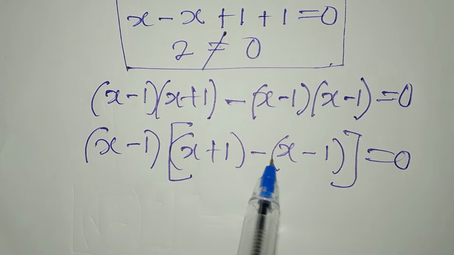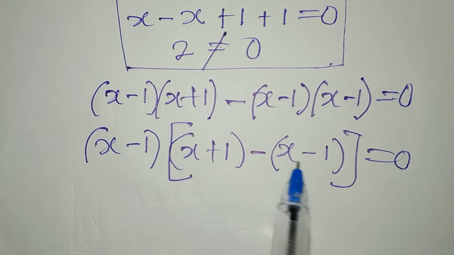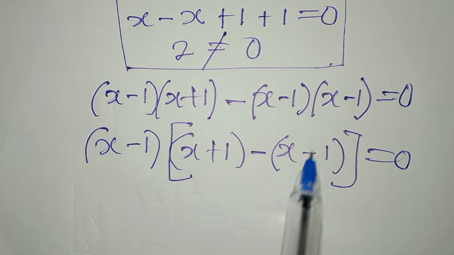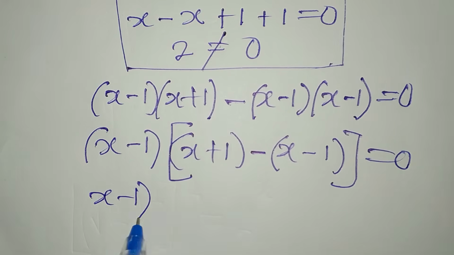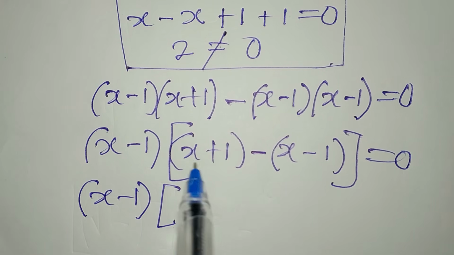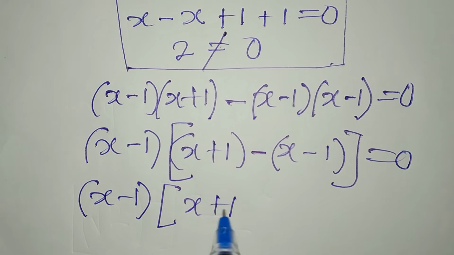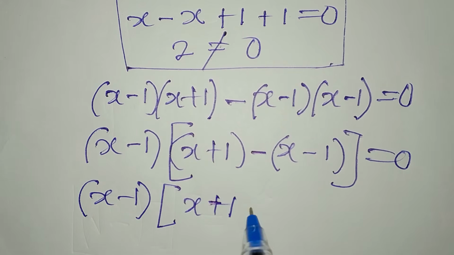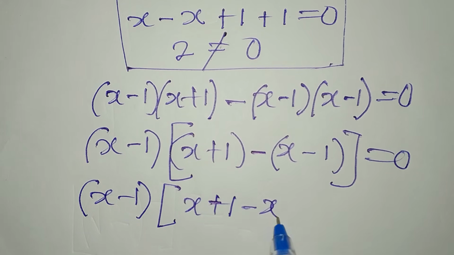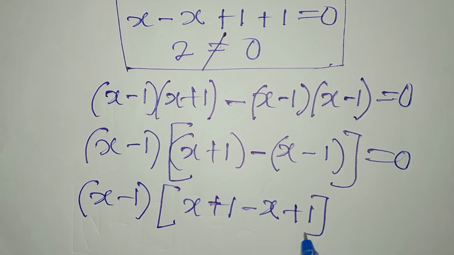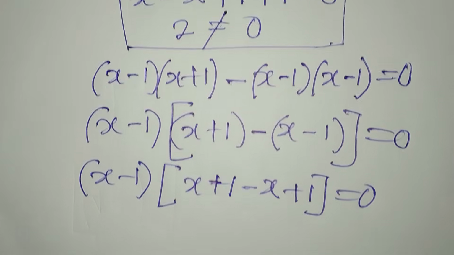We will now have to open this bracket. This negative is going to open the bracket, right? So x minus 1 is still coming. Then here now we're going to have x plus 1 from here. Then minus times x is minus x. Minus times minus 1 is plus 1. Now we equate to 0.